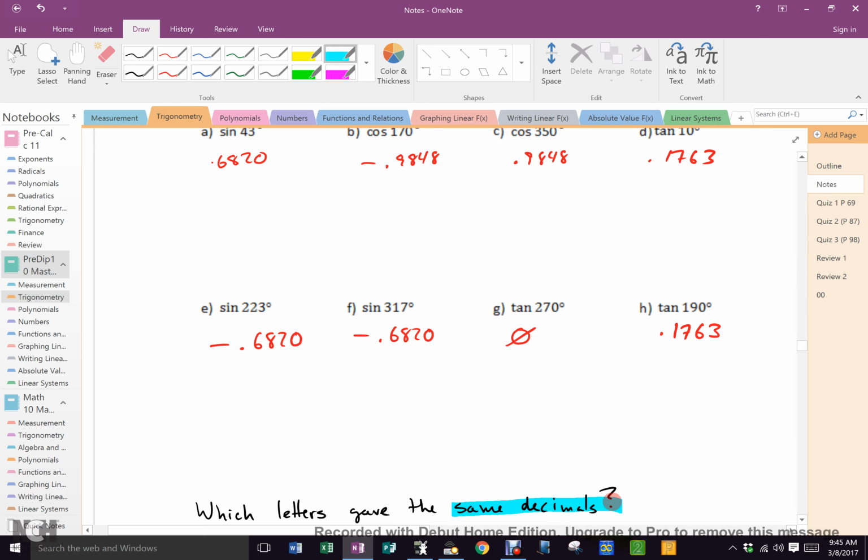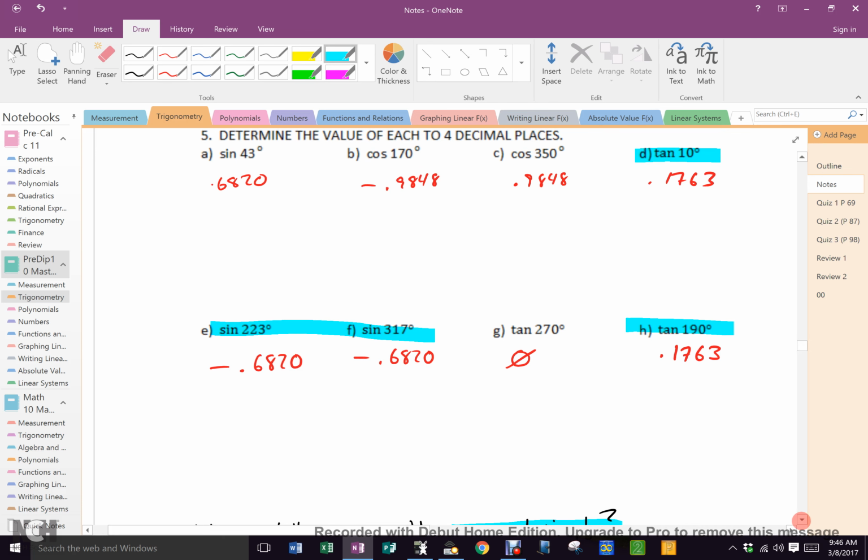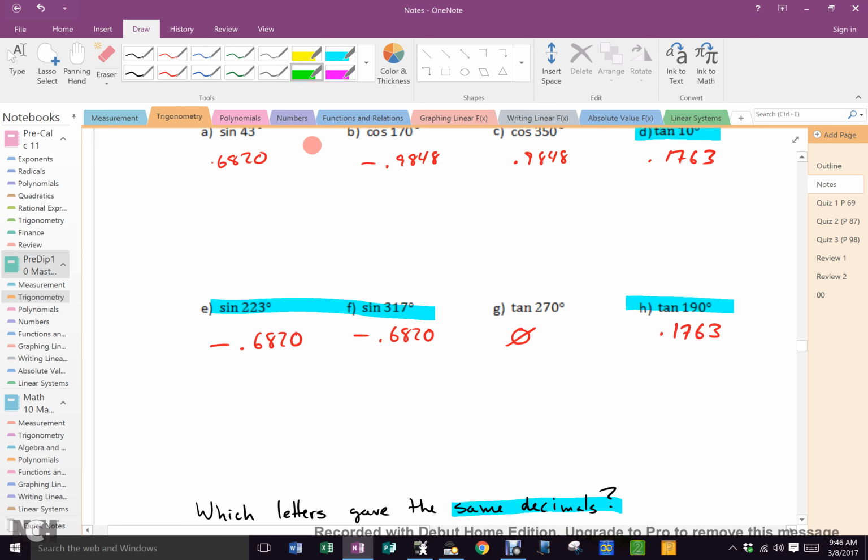Those will be the ones I highlight in blue. Sine 43. Actually, it didn't give you the same decimal. Where did I get the same? Those two and those two gave you the same, right? And then different decimals will be green. That was those two and these two, right? You got different decimals, same numbers, one was positive, one was negative.